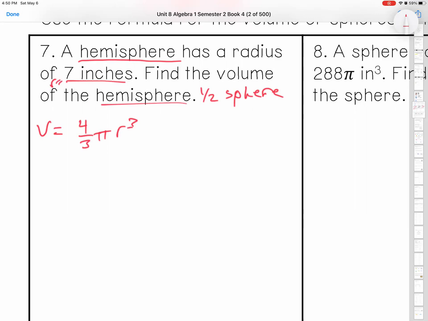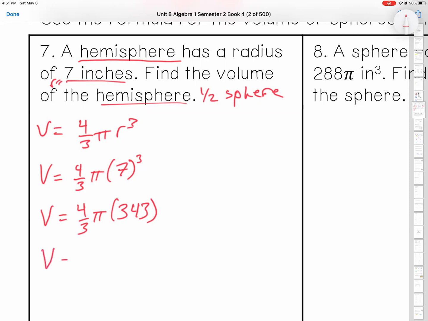And so what we're going to go ahead and do is plug in our values. So we end up with V equals 4/3 pi times our radius here, 7 cubed. Now we're going to go ahead and cube our values. We have 4/3 pi. 7 cubed comes out to be 343. And now we're going to go ahead and multiply the 4 and the 343 together. And when we do that, we end up with 1,372 over 3 pi.